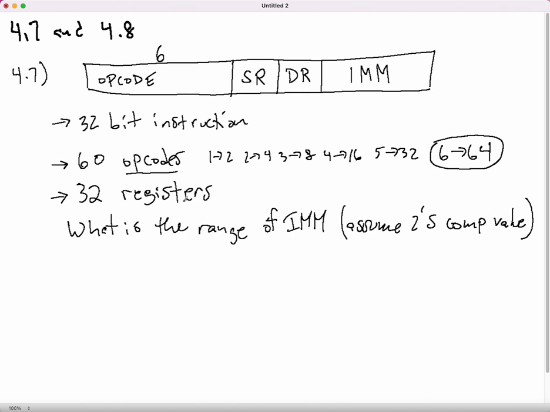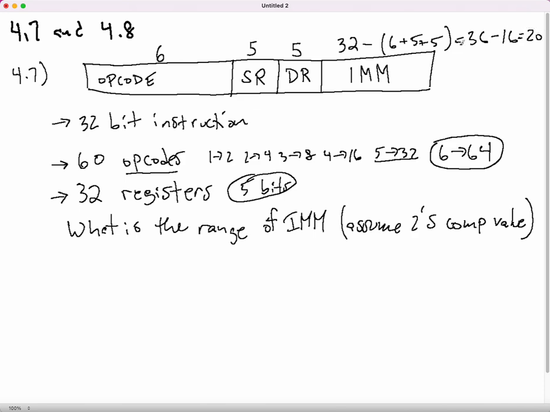Okay, I have 32 registers. Well, I can come back here and look at the same calculation I did here. For 32 registers, I need 5 bits. So that means that the source register can take up 5, and the destination register can take up 5. And what's left over here, if I have a total of 32, this would be 32 minus 6 plus 5 plus 5. That's equal to 32 minus 16 is equal to 20. Okay.